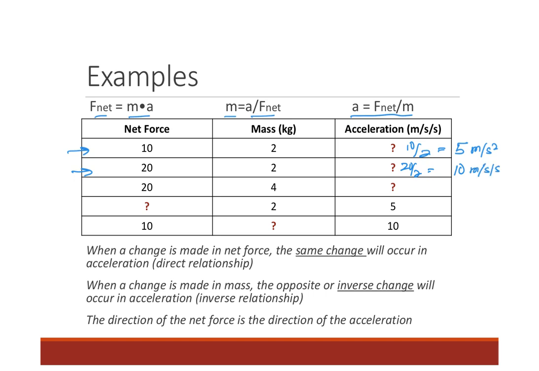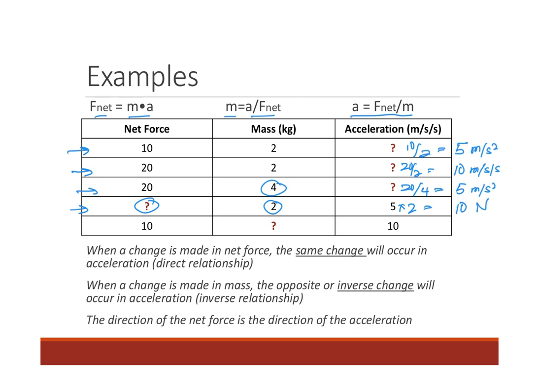In our third problem, we've got a force of 20, but our mass has increased to 4. So here we would have 20 divided by 4, which gives us an acceleration of 5 meters per second squared. In our fourth row, we are missing the net force. So net force is just caused by mass times acceleration. We've got a mass of 2, so it'd be 5 times 2, which gives us a net force of 10 newtons, because newtons are the unit for force.